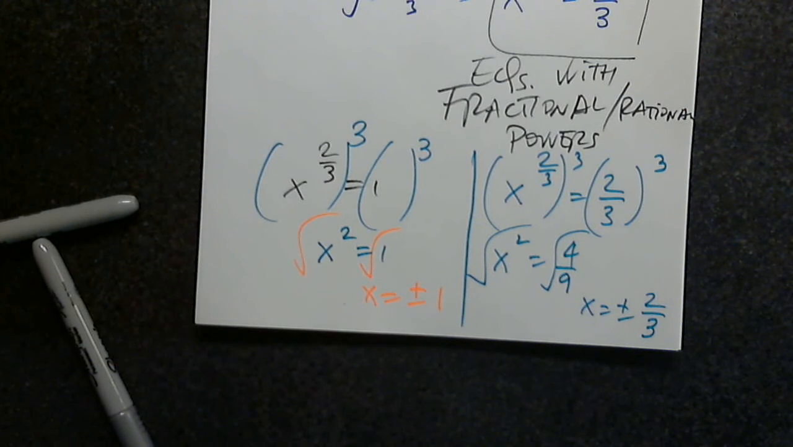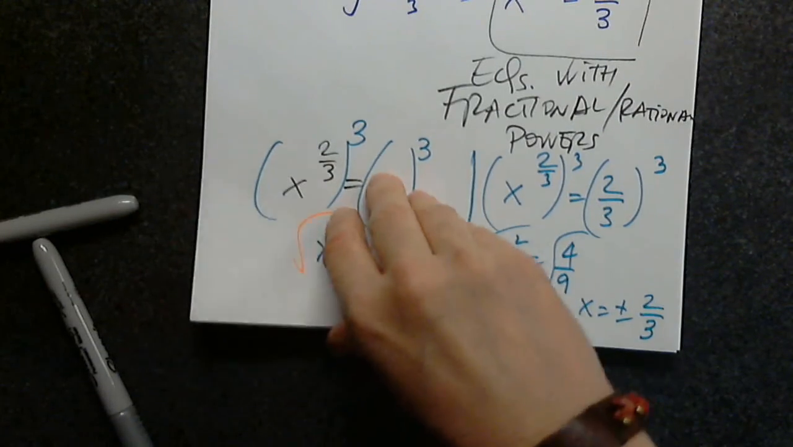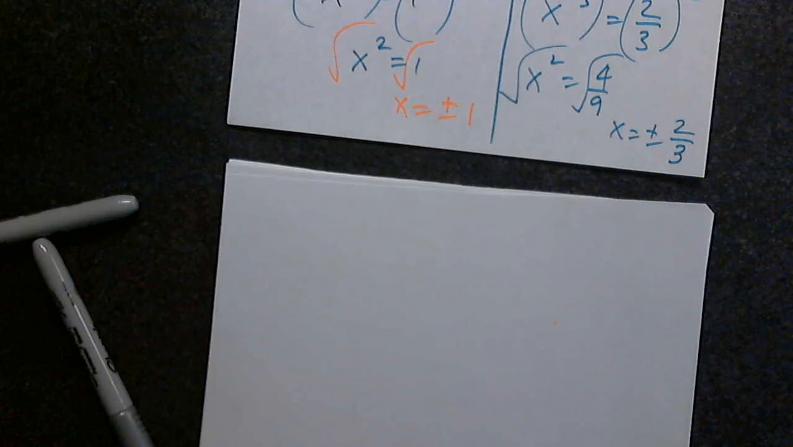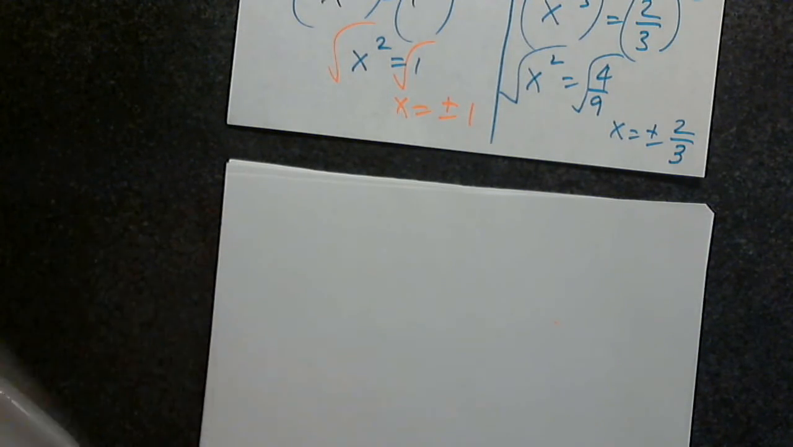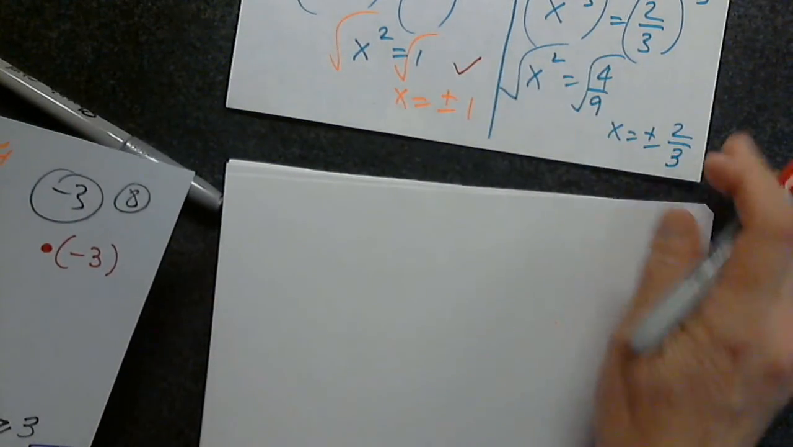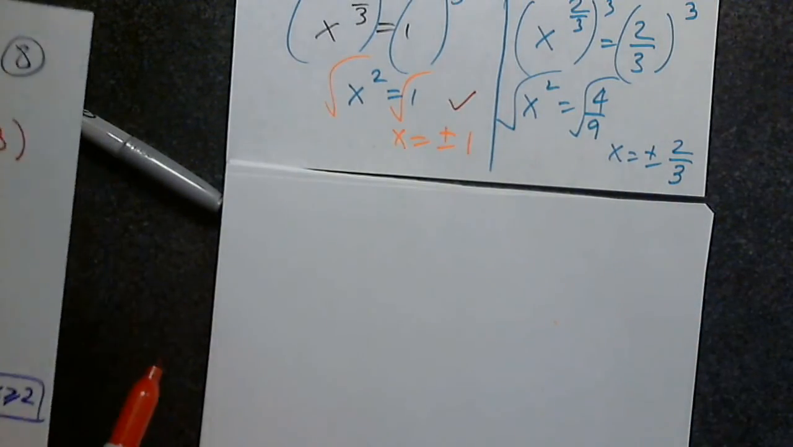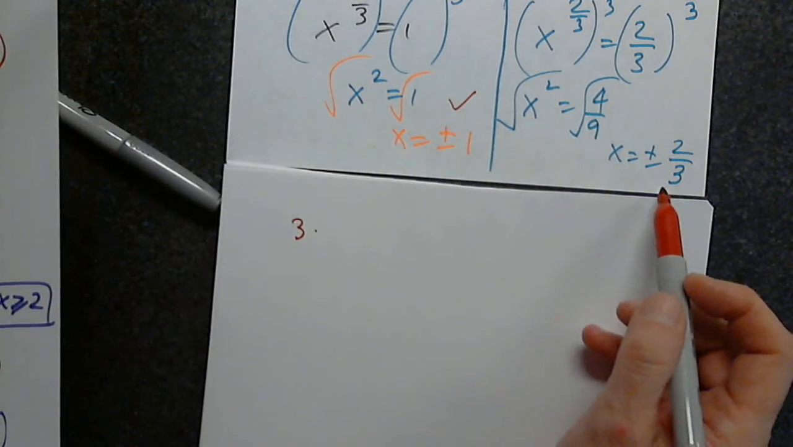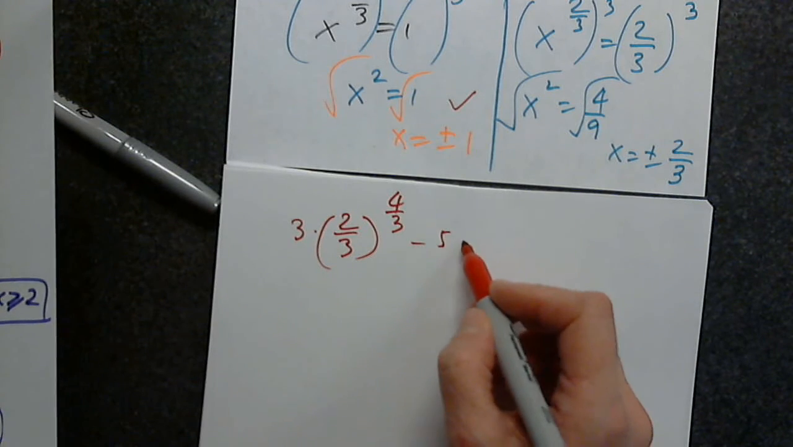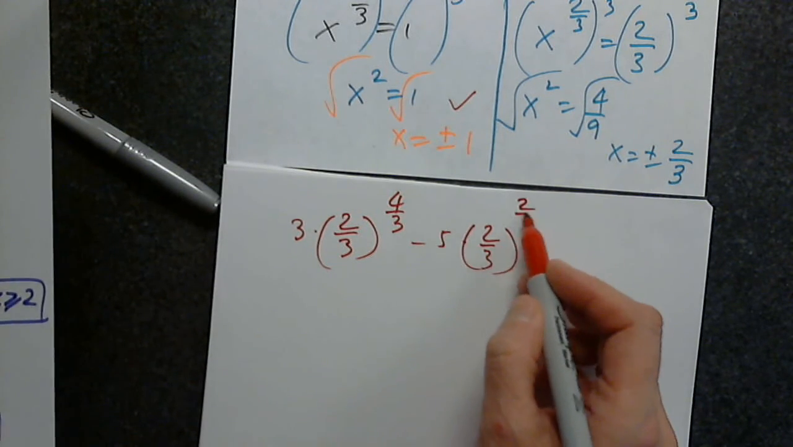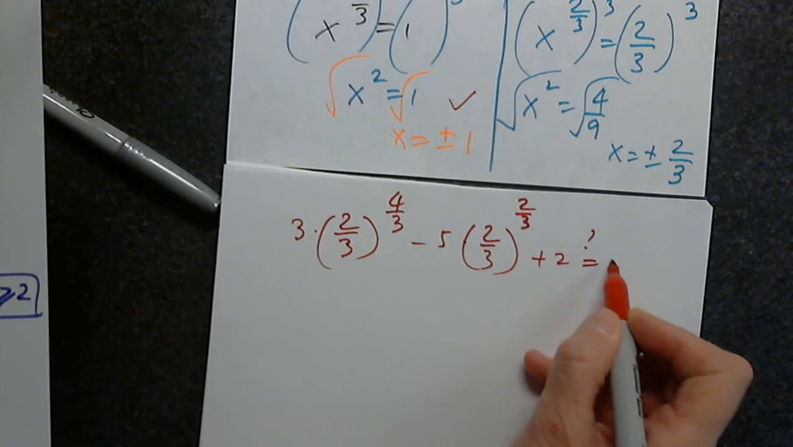It's negative 2/3 and positive 2/3. Okay, so I can't vouch for that. I have to do it by hand and check with positive 2/3. I need to convince myself they don't work. So obviously these, yes, according to what we have, these no, but I have to convince myself. So 3, and then I have 2/3 raised to 4/3, and minus 5, 2/3 raised to 2/3, and plus 2, and see if this is 0.